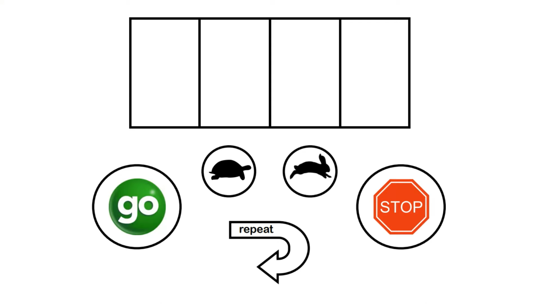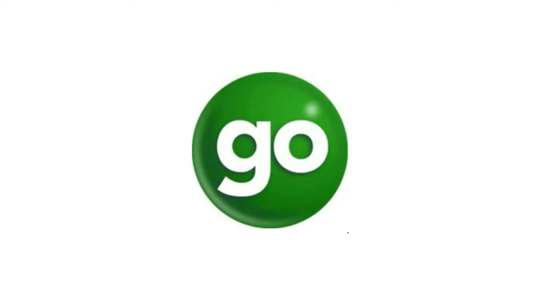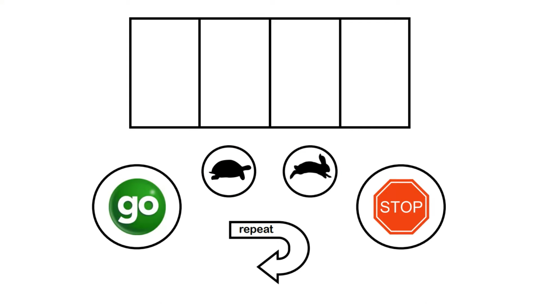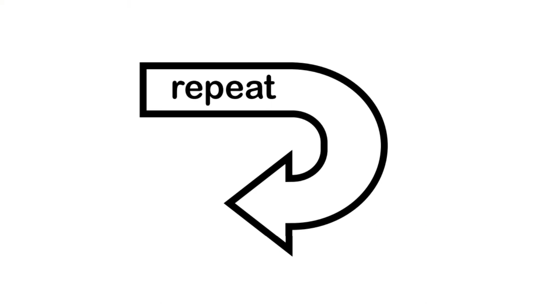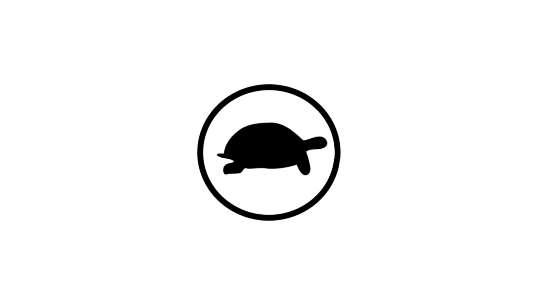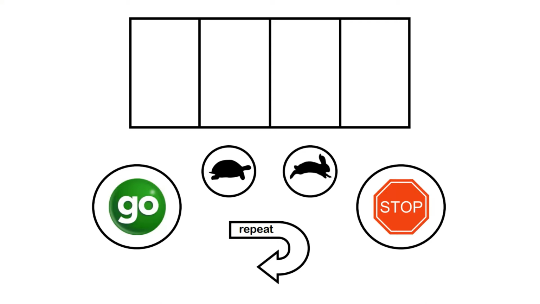There are a few buttons on our control panel. Let's take a look. We have the Start button, the Stop button, a grid with 4 boxes where our instruction cards will go. We also have a Repeat button and 2 buttons with animals on them, a tortoise, which represents slow, and a hare, which represents fast. These are our speed buttons.